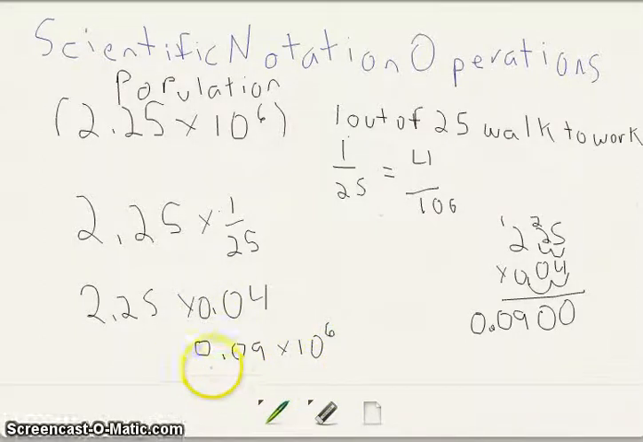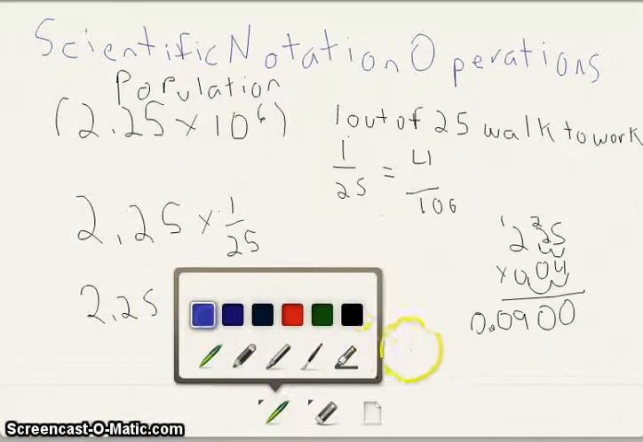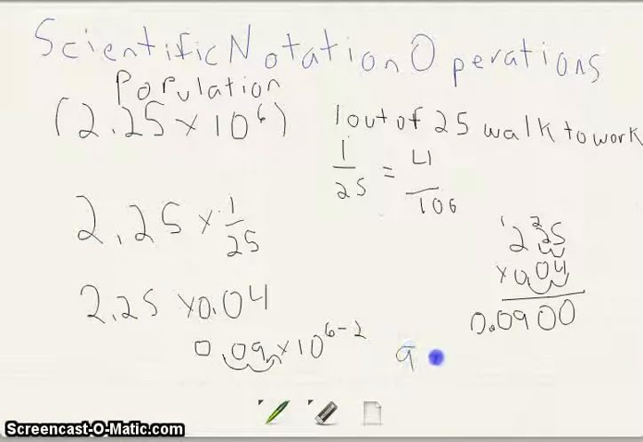Well, that's not in scientific notation, so I need to move that decimal twice. And so since I moved it twice to the right, to get a number between 1 and 10, I'm going to subtract 2 from that exponent. So I end up with, as a final answer, 9 times 10 to the 4th.